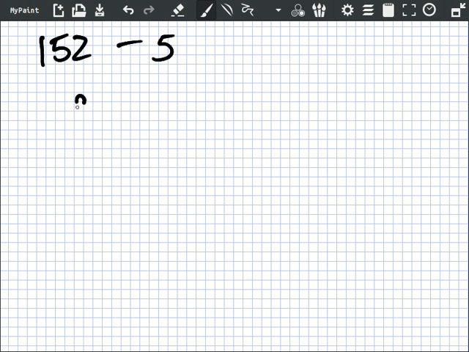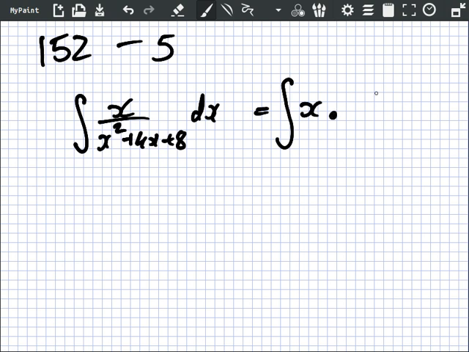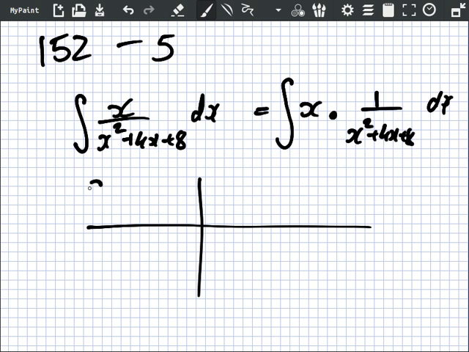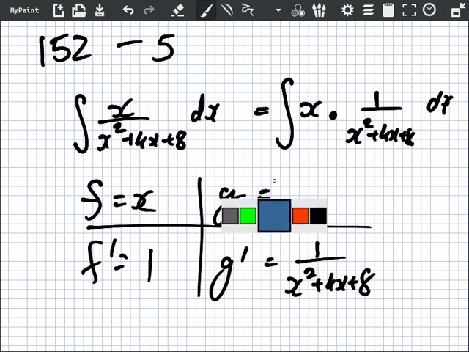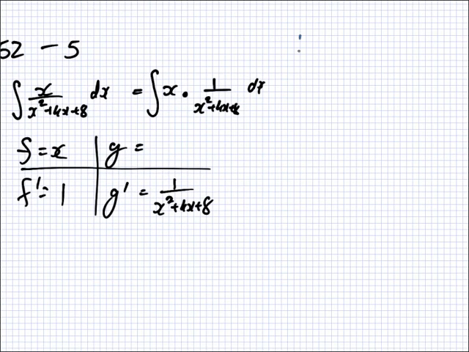So I ask you to integrate x over x squared plus 4x plus 8 dx, and I ask you to think about it as a by parts problem where you have to integrate x times 1 over x squared plus 4x plus 8 dx. So if I was to use my formula, f is x and f derivative is 1, yeah? G derivative is 1 over x squared plus 4x plus 8. So what's g? So now we have a new side problem. We have to work out what the integration of 1 over x squared plus 4x plus 8 is.